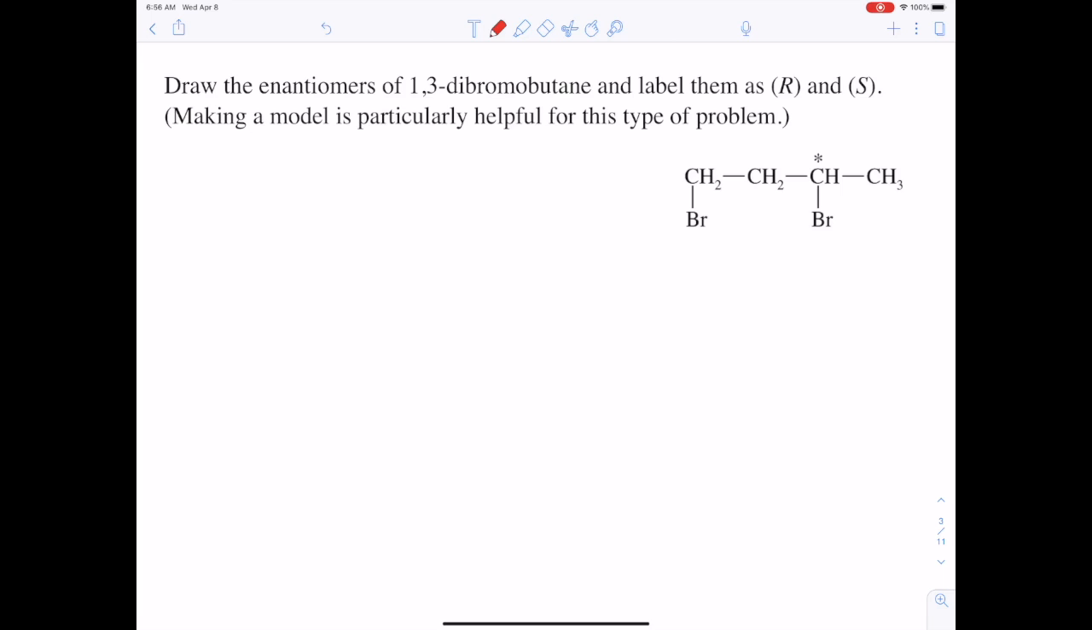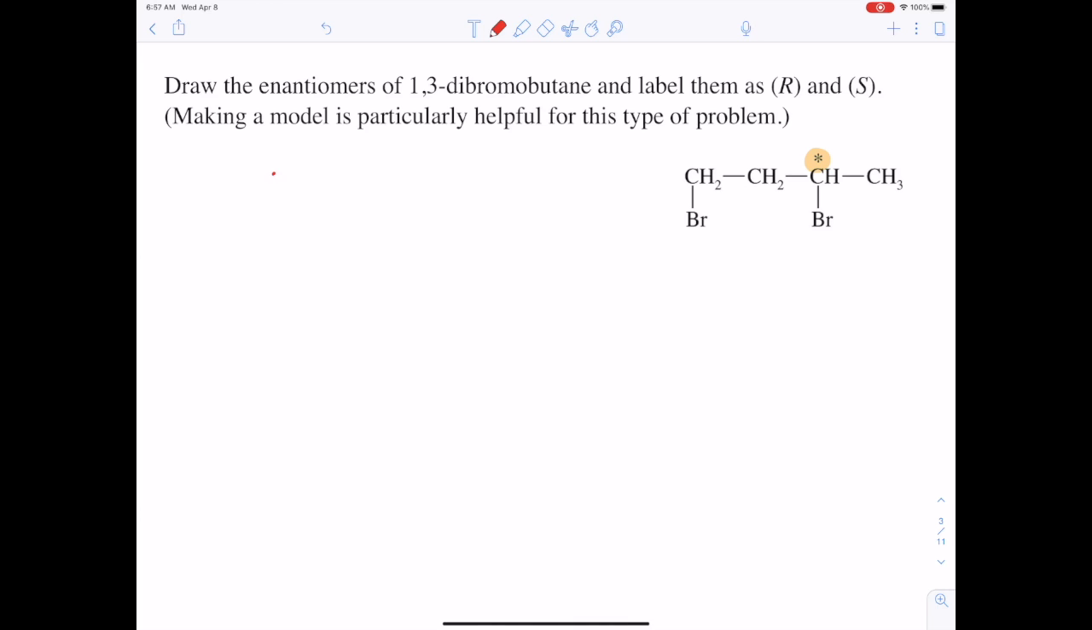So let's say we needed to draw the enantiomers of 1,3-dibromobutane and label them and name them. There is one chiral center in this molecule. There are two bromines, but the one on carbon 1 is not an asymmetric center because it has two hydrogens. The one on carbon 3, that bromine is located on a chiral center.